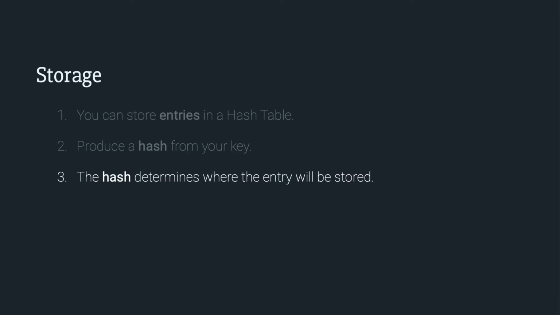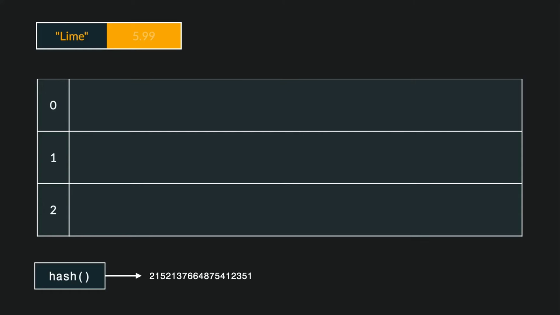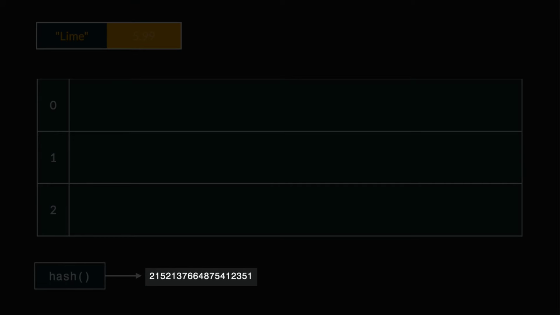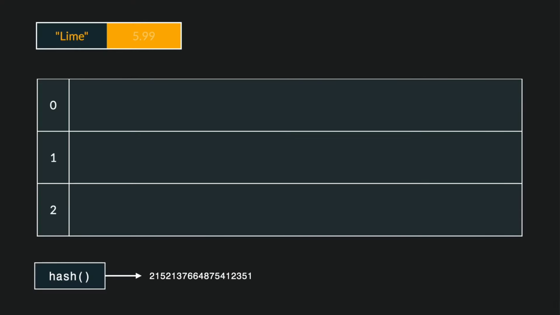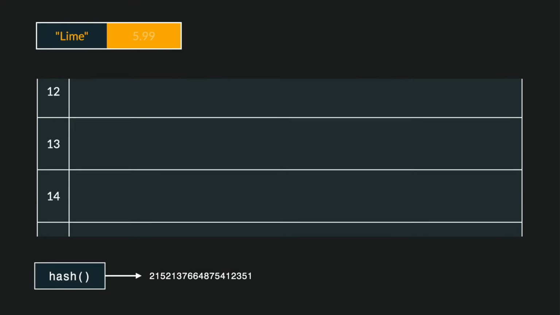The hash of a key determines where the entry will be stored. The hash value that corresponds to the key lime is, in this case, 2 quintillion, and somehow from this hash value, from this astronomical number, we need to extract an index that ranges from 0 to 15.